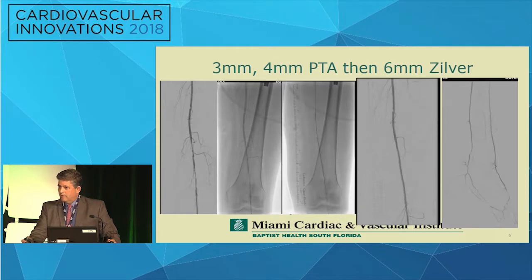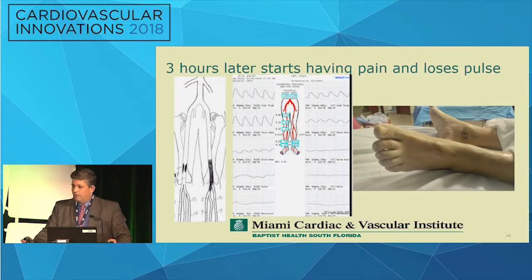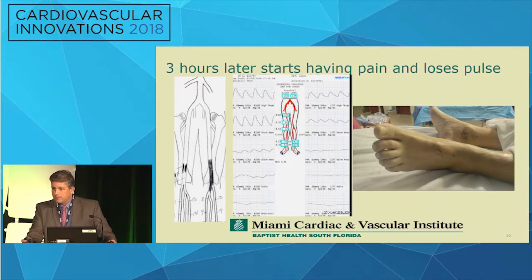Went ahead and tried to get a more durable result, 3 millimeter, 4 millimeter angioplasty, and then placed this stent for a 4 millimeter vessel, and it looked pretty good, looked great. You're like, okay, we escaped. She's doing much better. I can tell you within 3 hours, that extremity was white. And again, acute changes to that limb.